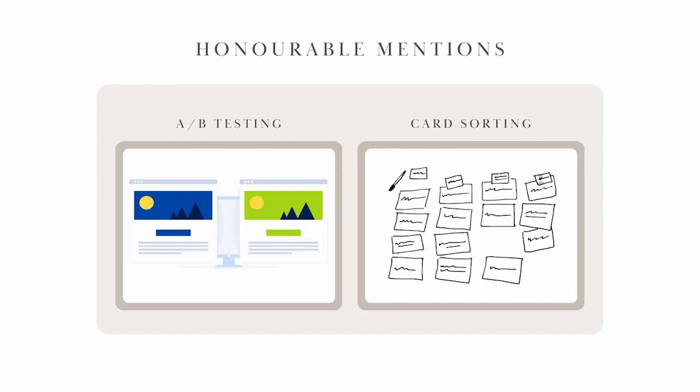A couple of honorable mentions. Most of you will know what A/B testing is, putting two things out, seeing how they're both interacted with, which one's more successful. But then one I really like is card sorting. This is really good for navigation titles, filters, things like that.